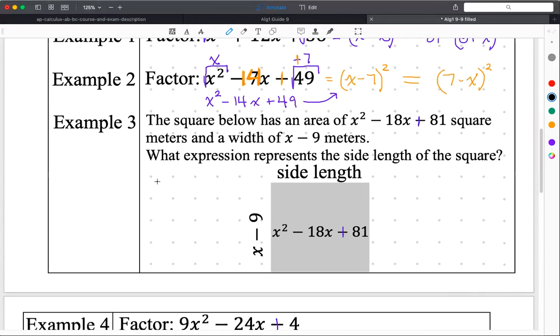Let's do example number 3. So we have a square. It tells us it's a perfect square, and it has an area that I corrected. It should be x squared minus 18x plus 81. It has a width or a side length of x minus 9. What is the other side length that I'm trying to find here? And it's a perfect square, so you don't even need to look at this. Just knowing that it's a perfect square, this length and this length should be the same. That's the definition of a square.